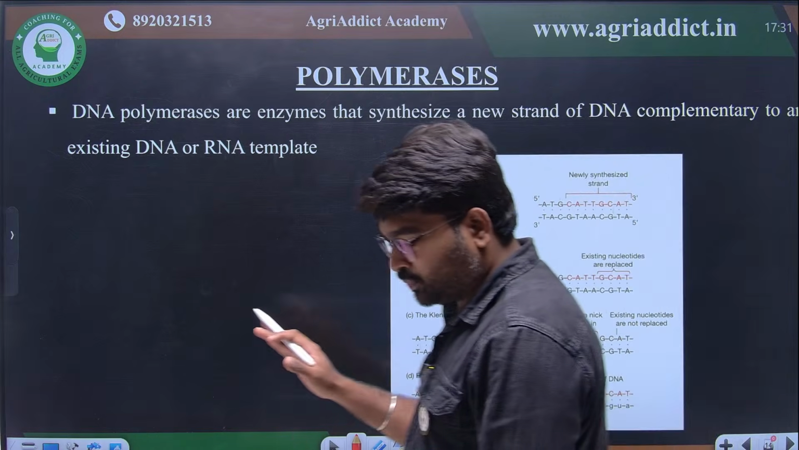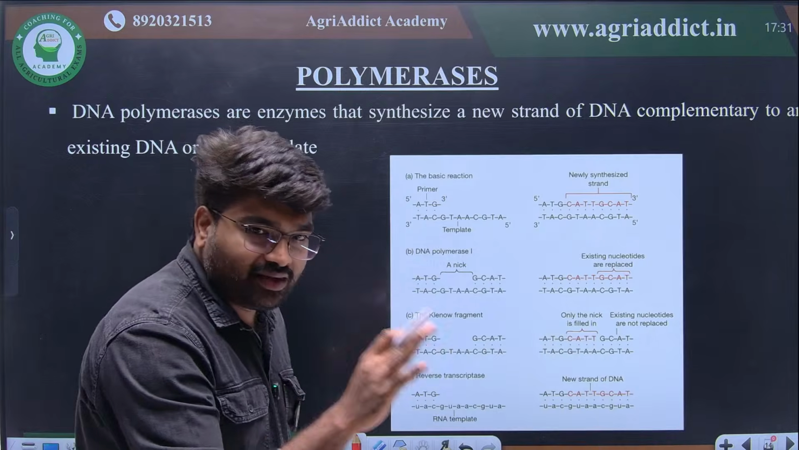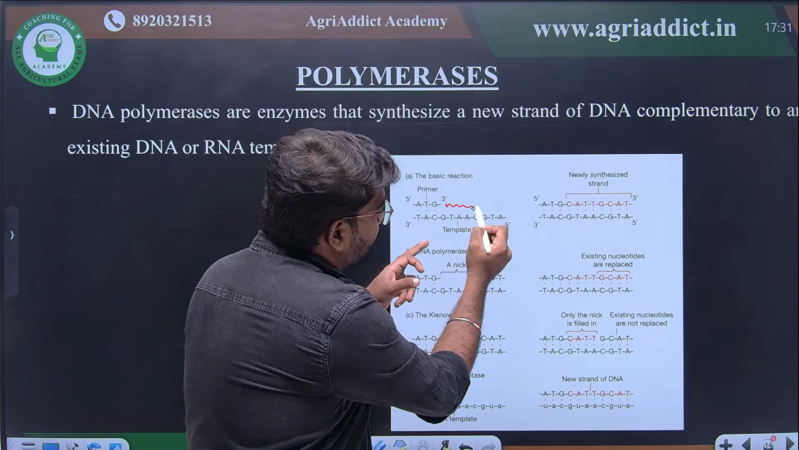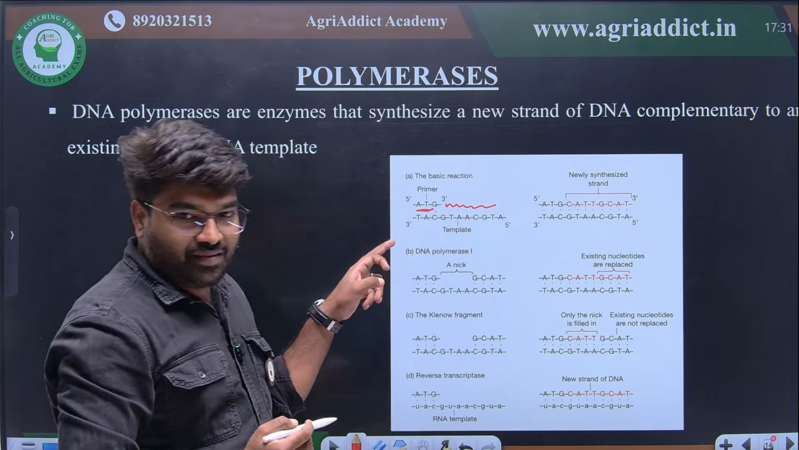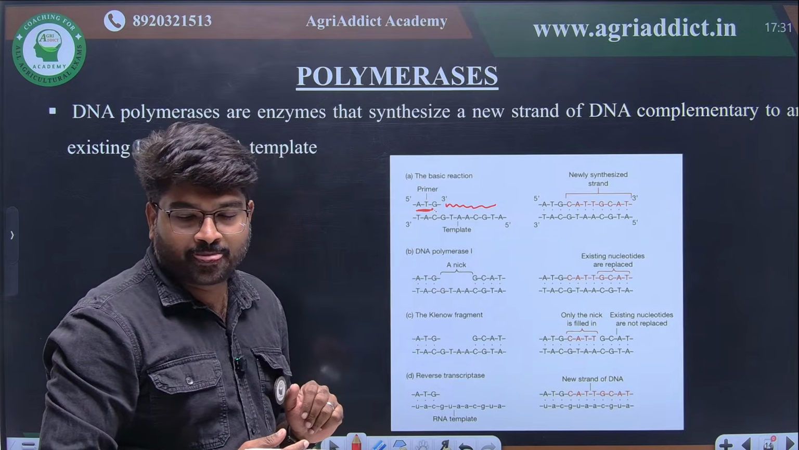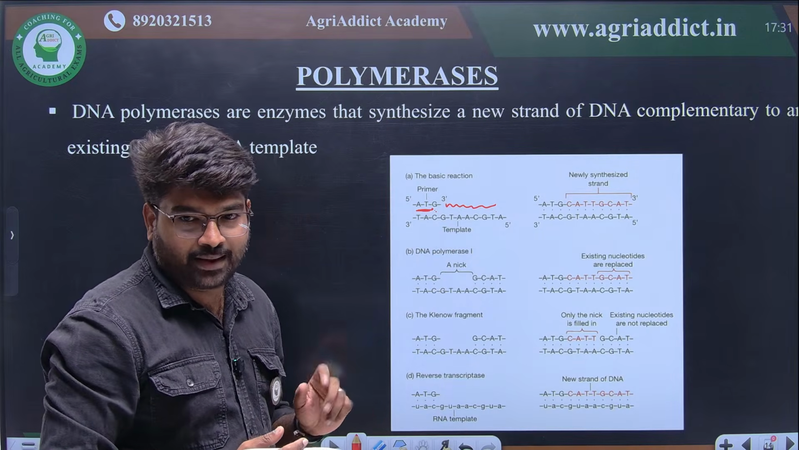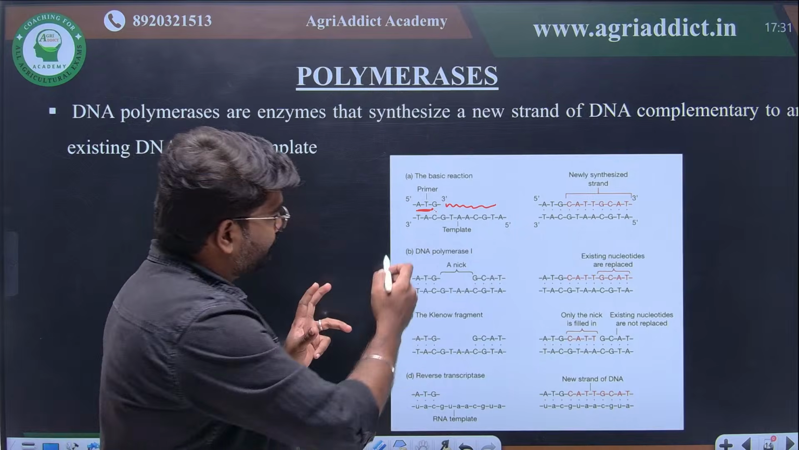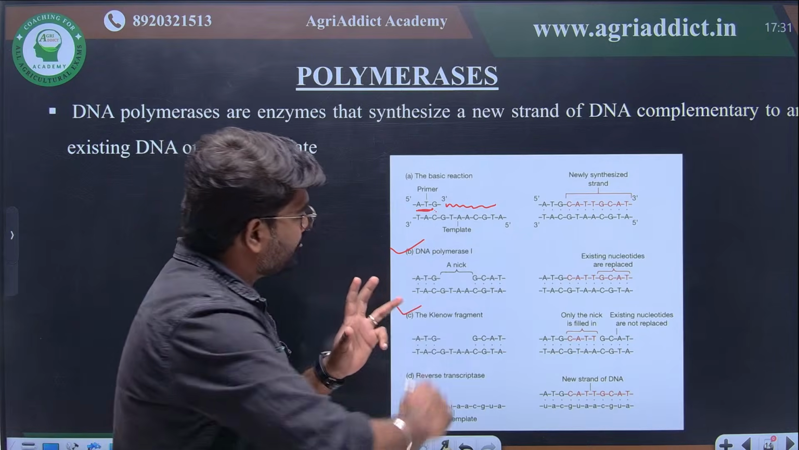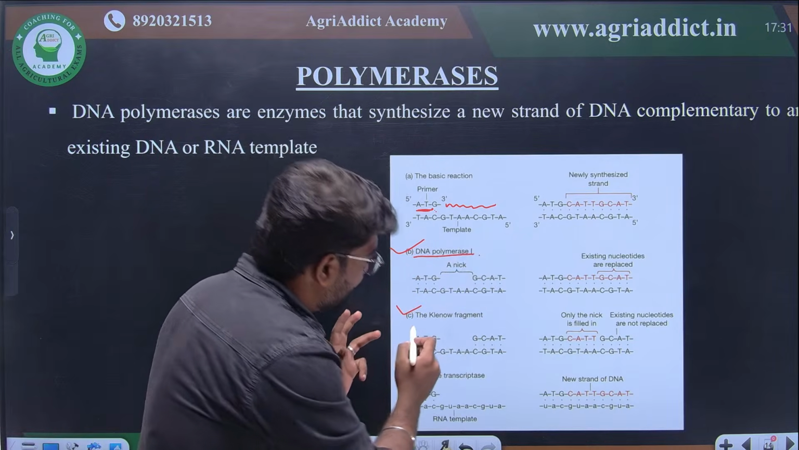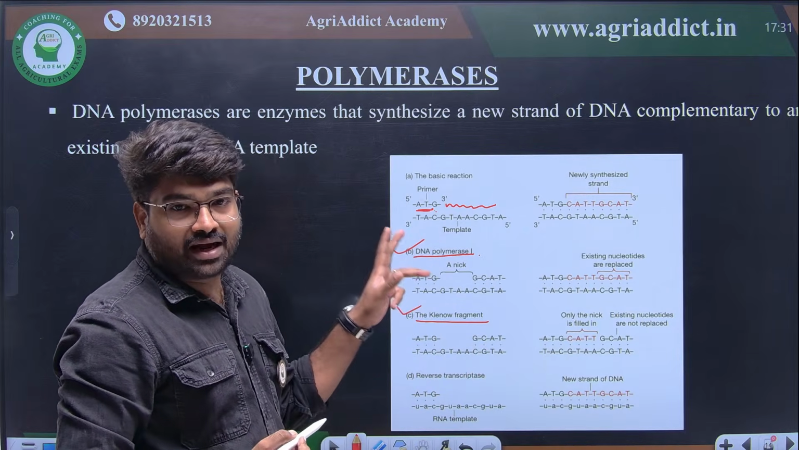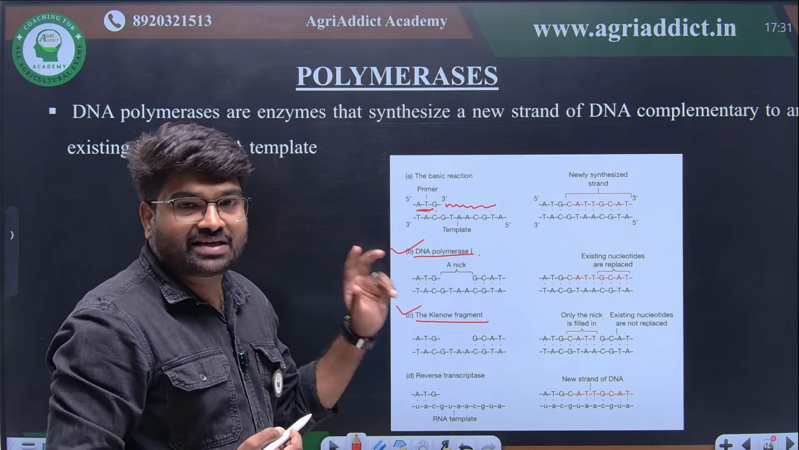DNA polymerase enzyme. We know what the polymerase will do. It will synthesize the new strand by using the primers with the existing template. This is the general definition of DNA polymerase enzyme. In the polymerase, if you see, two different types are there. First, DNA polymerase 1 and Klenow DNA fragment. These two are very important questions, and they have asked this one time in assertion and reason type.